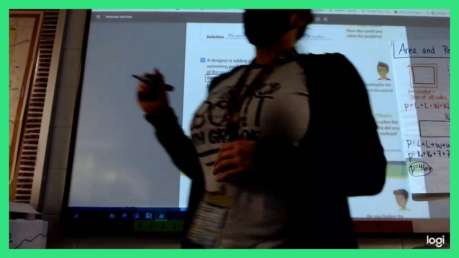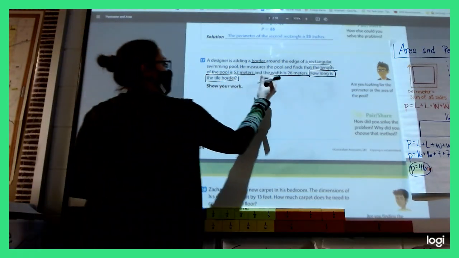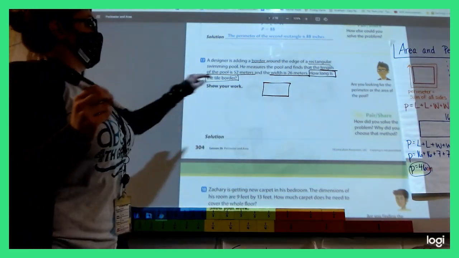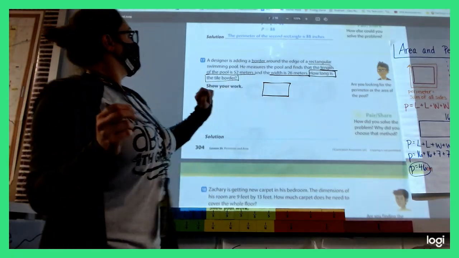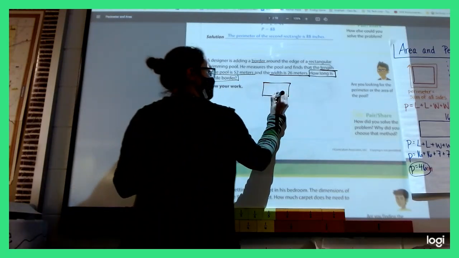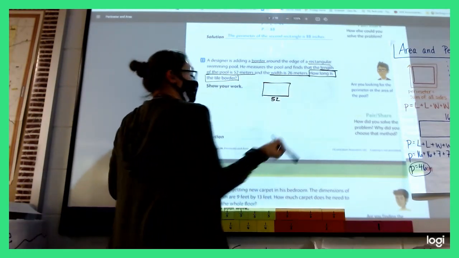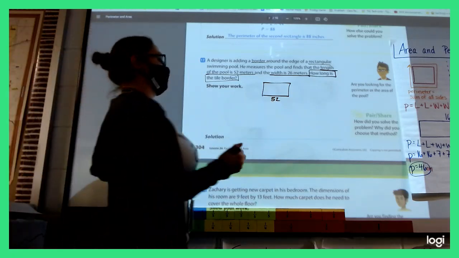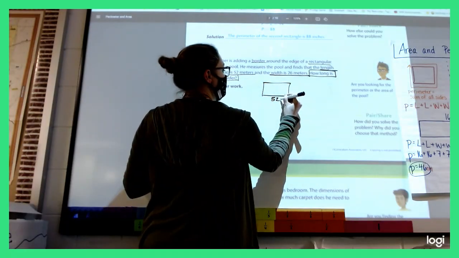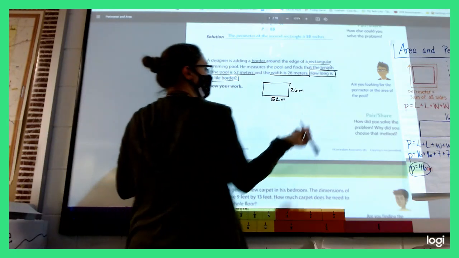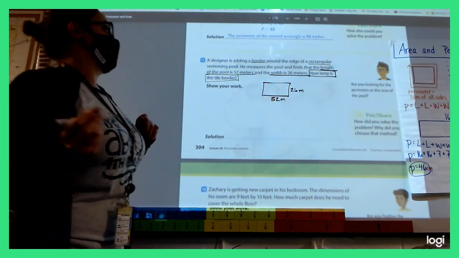So your second step, you need to draw a picture. So draw a rectangle, doesn't need to be fancy. So we're looking at the border all the way around the edge. He measured the pool, the length is 52 meters. So length is typically the long side. Sometimes the problems that you practice on don't add up right, but length is the long side. So 52 meters, the width is 26 meters. How long is the tile border?